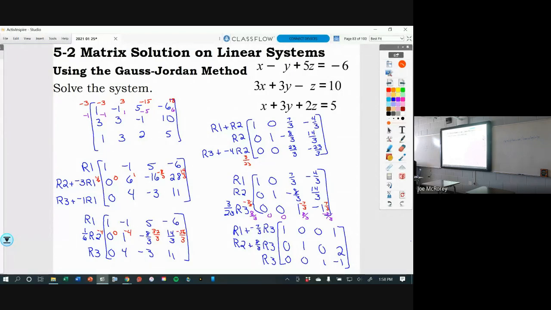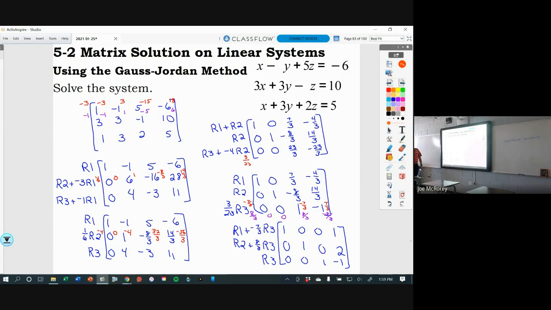In reality, if you were doing this problem manually, I would have left row 1 alone here. I would have only used row 2 to get this 4 into a 0. And that would have given me that z was -1. And once I knew that z was -1, I could have plugged it in here. And then I could have got that value for y and plugged y and z into here.